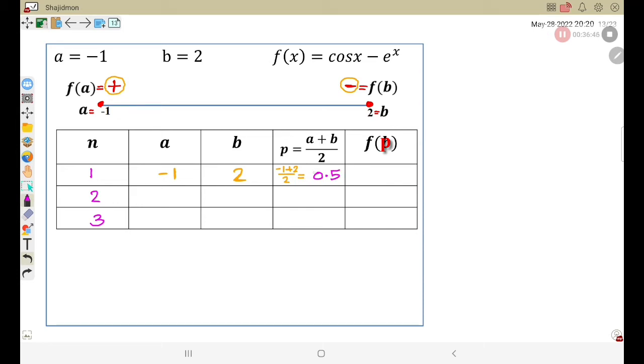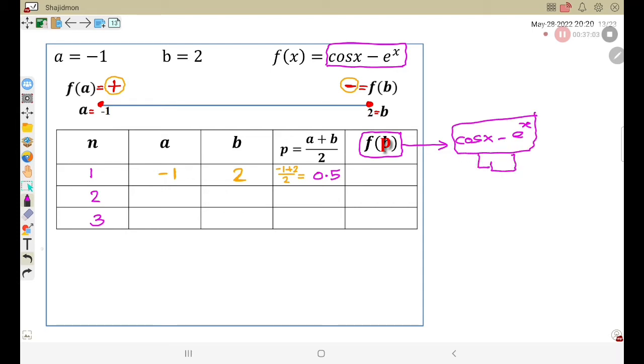Now what we will do? This 0.5, just apply in f of B. F means this cosine x minus e power x. Already this cosine x minus e power x is there in your calculator. So what you do? Just press the calc button. After that, enter this number, P number 0.5. Press equal to. It is easy like this. Already that function is there in your calculator.